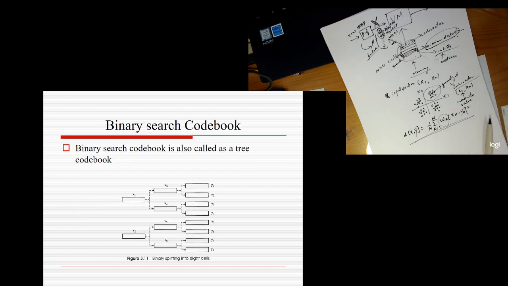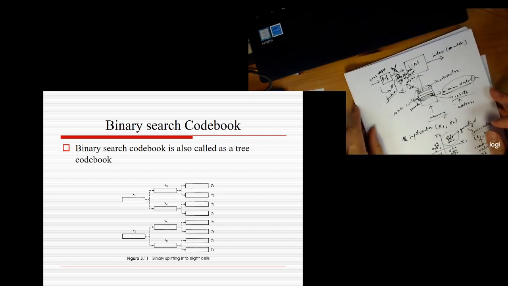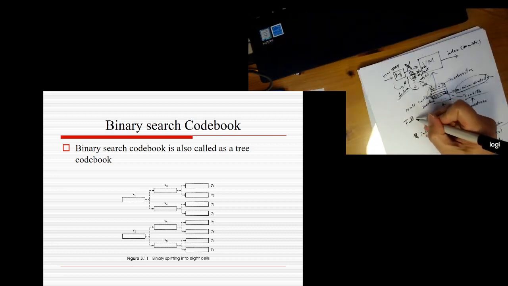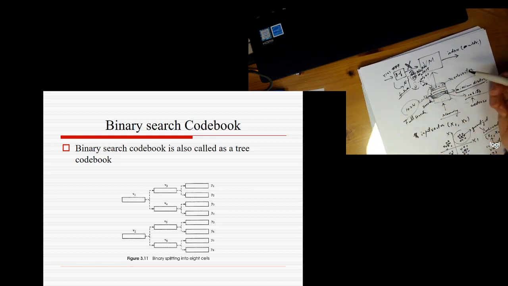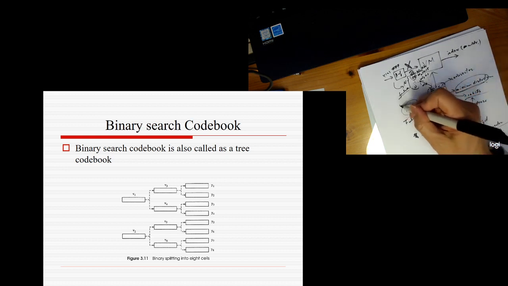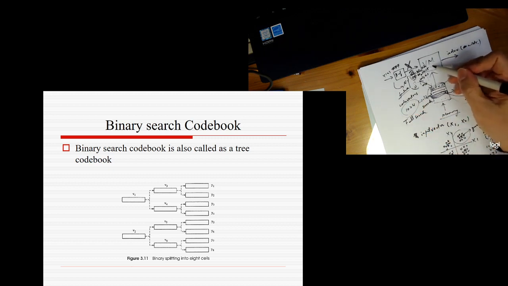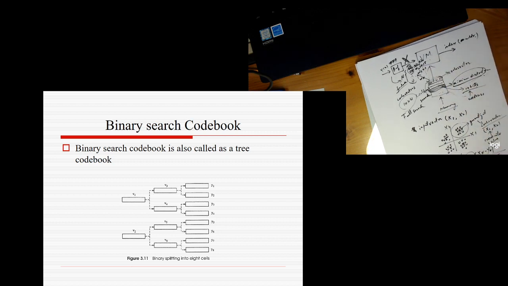So another one is the binary search codebook. Binary search codebook is about when you are trying to do the full search of your codebook. If you have 1024 code vectors, you have to do the vector matching 1024 times. Each one you have to calculate distortion. So it will take a lot of time.